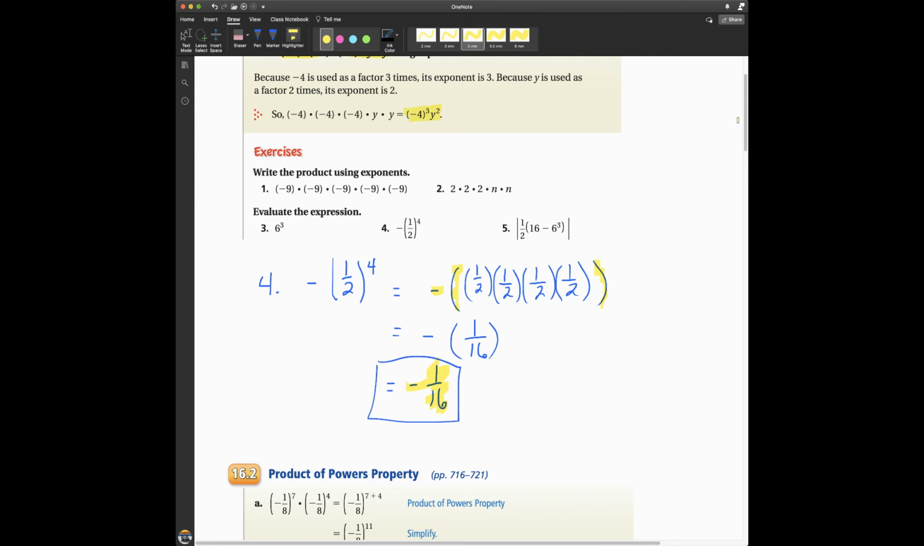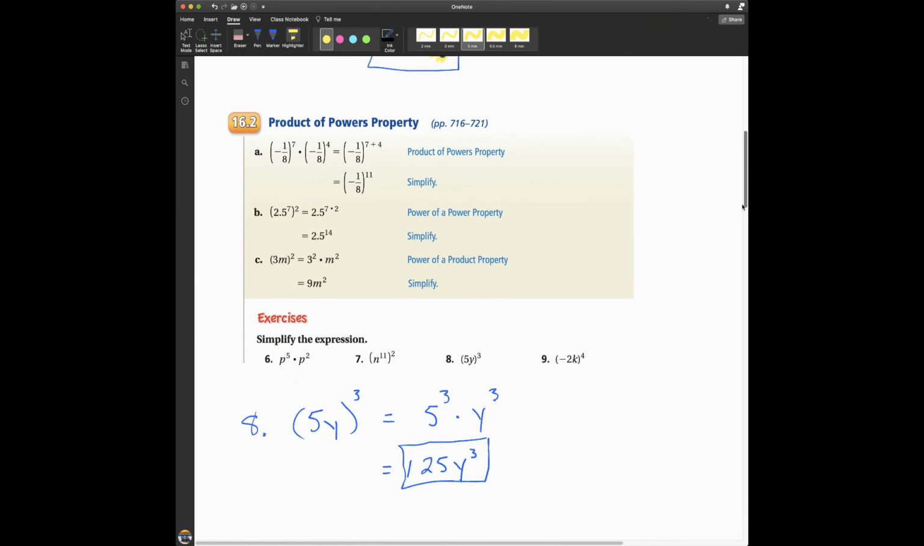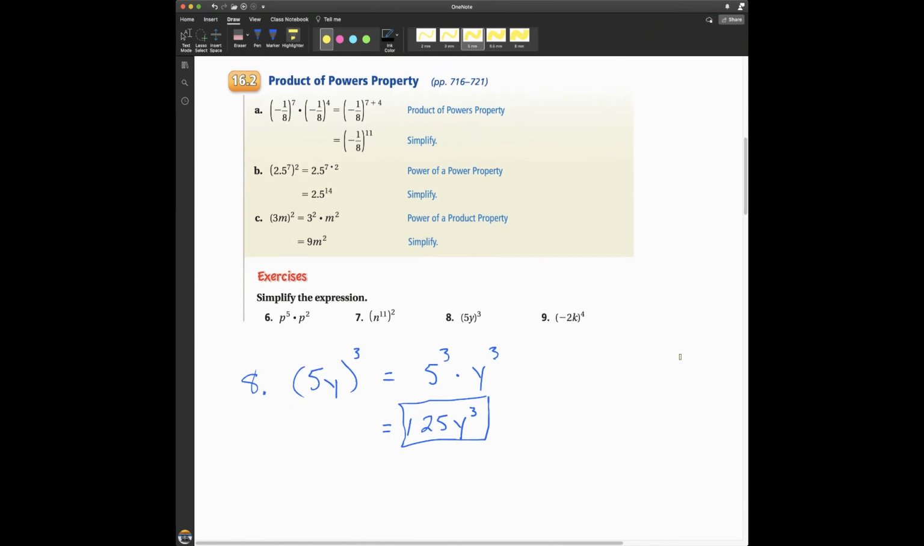All right, we're back, and let's move on and look at section 16.2, which is where we learned about the product of powers property. There were 3 different properties in there. I want you guys to check your notes. All right. And I worked out problem 8.